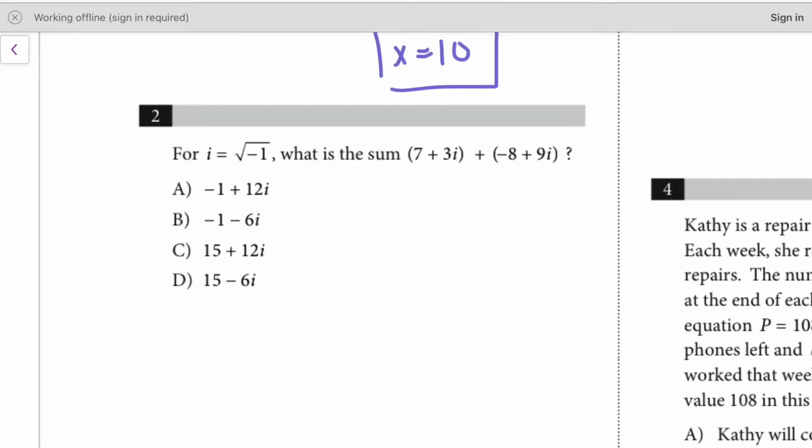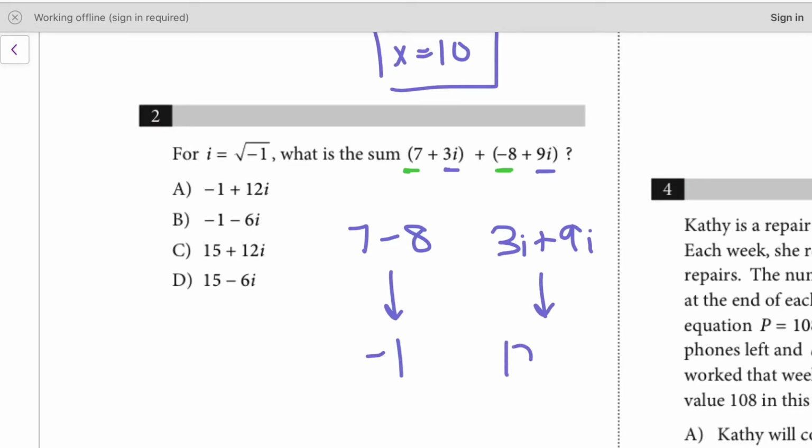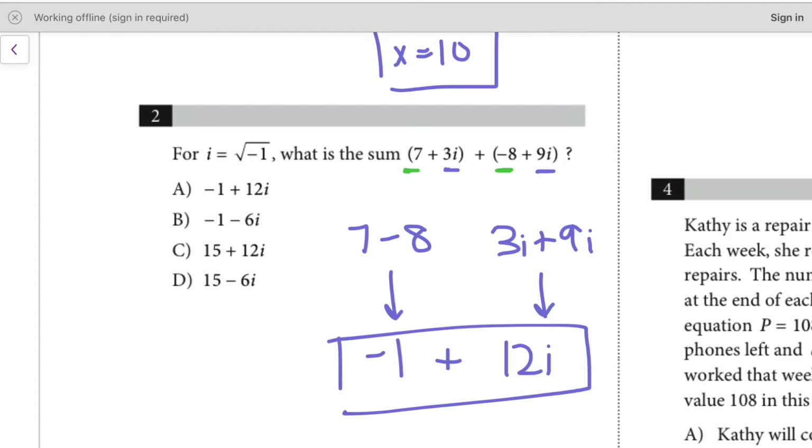Alright, for i equals the square root of negative 1, what is the sum of 7 plus 3i plus negative 8 plus 9i? So all we have to do over here is add like terms. So the 3i and the 9i are like terms, and the 7 and the negative 8 are like terms. So we're just going to add those two together. So you add 7 and negative 8, which gives you negative 1, and you add 3i plus 9i, which gives you 12i. So your answer is negative 1 plus 12i, which is A.